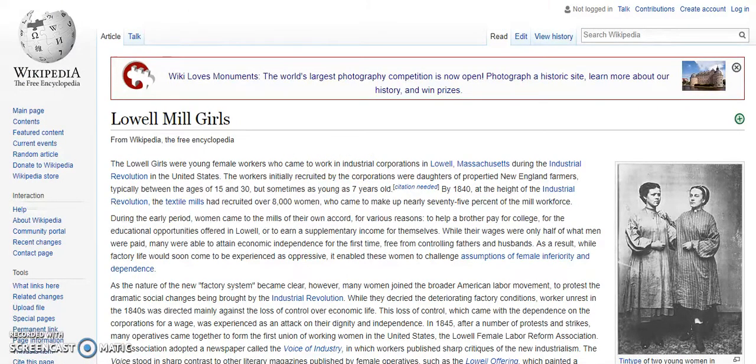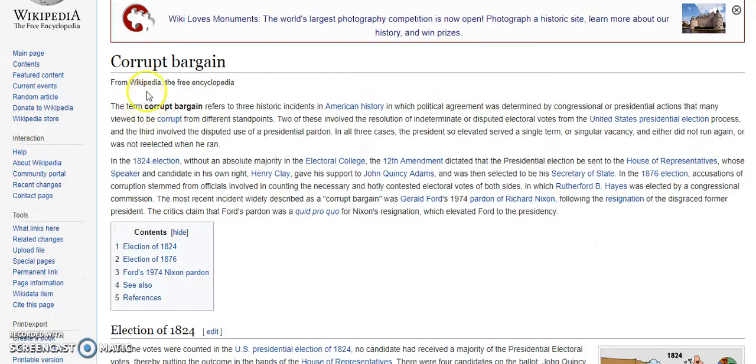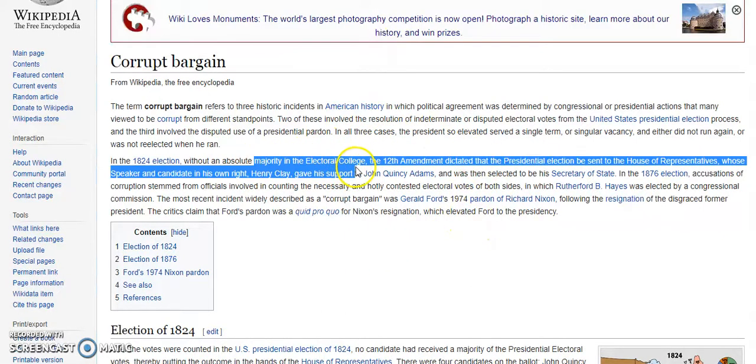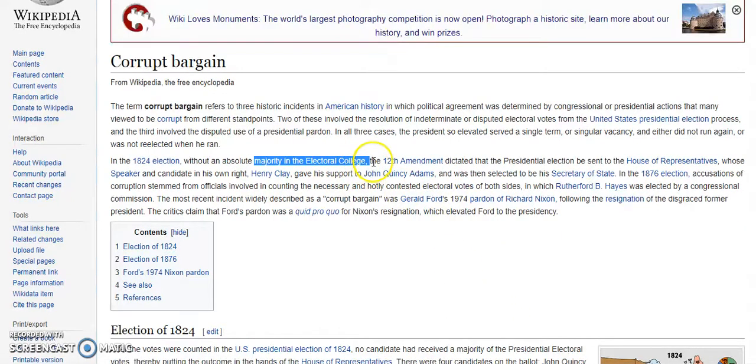All right, number 3, we have the Corrupt Bargain. This is a great one. What you have here is in 1824, you have 4 candidates for president, and no one gets the majority of the Electoral College. Under the Constitution, you have to have a majority.